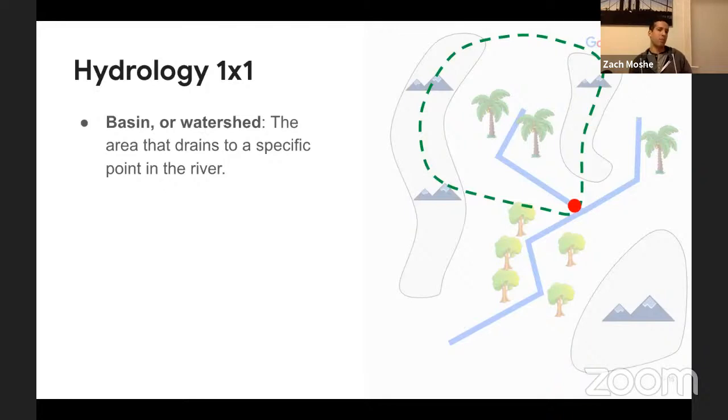So basically, that's all I'm going to cover about hydrology. If we get to any term that I'm mentioning and you're not really sure what it is, then again, feel free to stop me and ask.